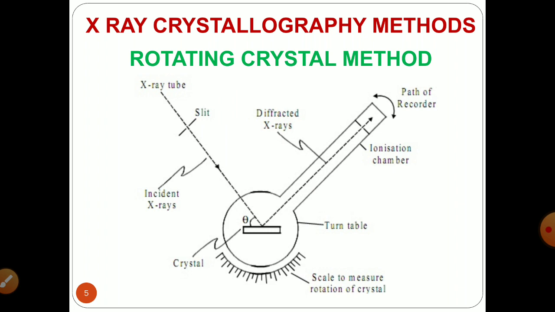So when the narrow beam is allowed to strike on a single crystal which is mounted on the turntable, the experimental arrangement of your rotating crystal method is on your display. You are observing that you are having a graduated tube. That graduated tube will have a spherical hollow end at one side, at which you will have a scale to measure the rotation, and at the second point you will have the recorder.